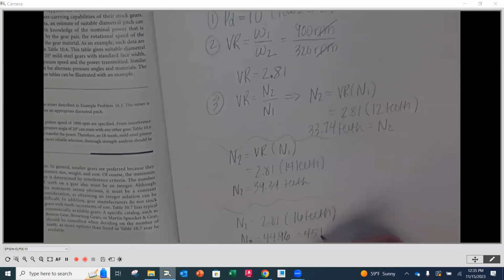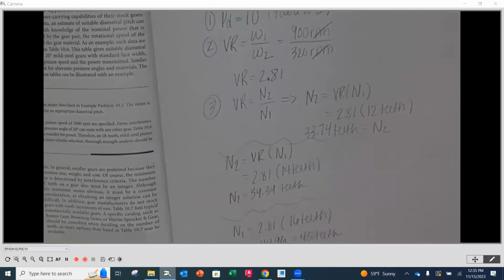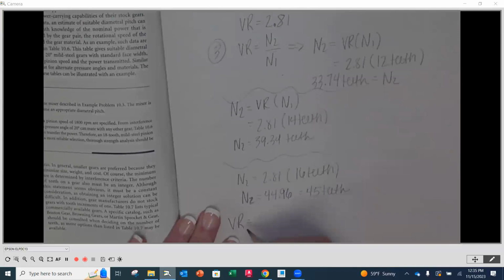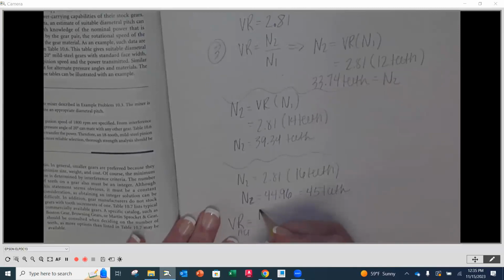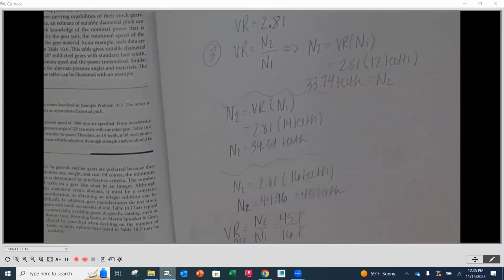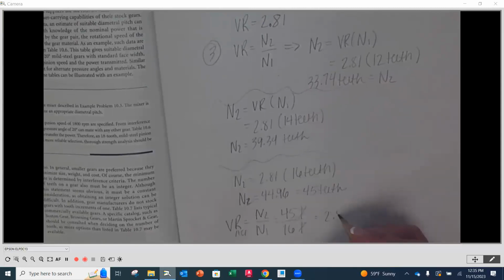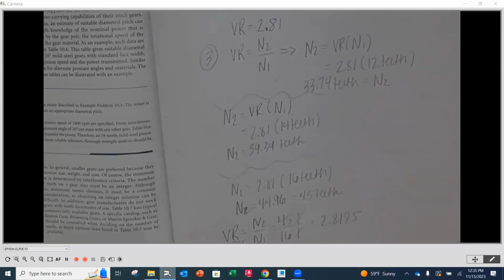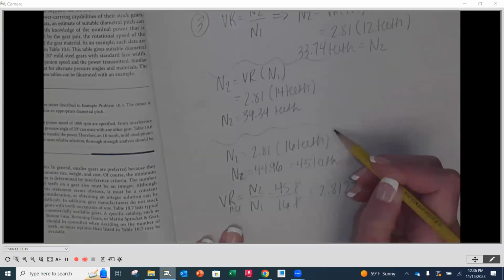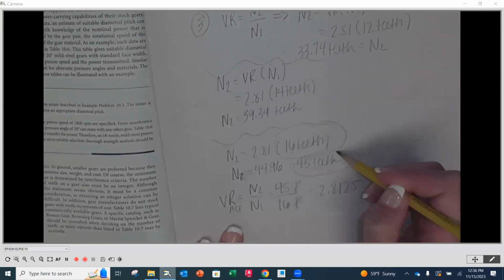So if this is 45 teeth, we recalculate our VR. So if we say VR, and we'll call this actual, is equal to N2 divided by N1. So if we take 45 and divide it by 16, teeth cancels out, right? We get 2.8125, which is actually the exact number that we had earlier. We rounded. Okay. So our pair then would be 16 and 45.